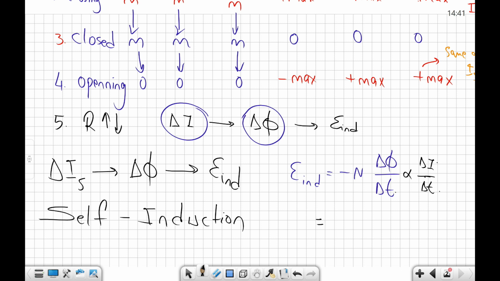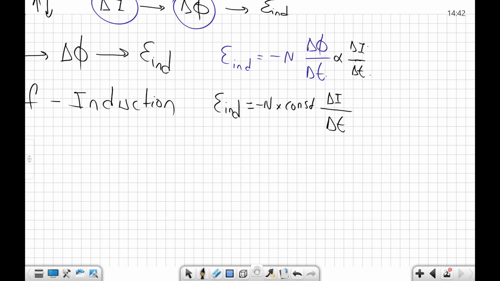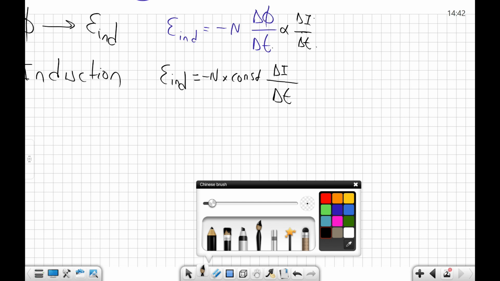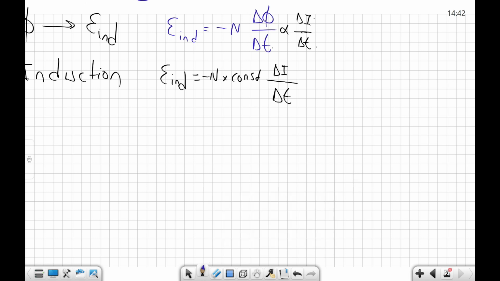So what do we do? We will multiply this minus N by a constant and delta I over delta time. So instead of delta flux over delta time, we will write a constant multiplied by delta I over delta time, and that is the induced EMF. Let's rearrange the equation. The equation will be minus, we will name this one L, delta I over delta time. This L will be called the coefficient of self-induction.